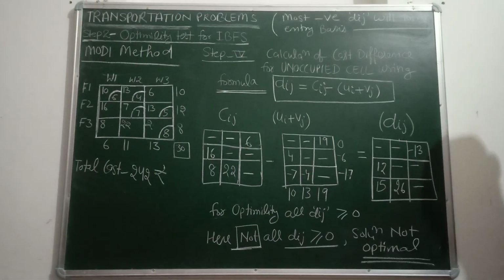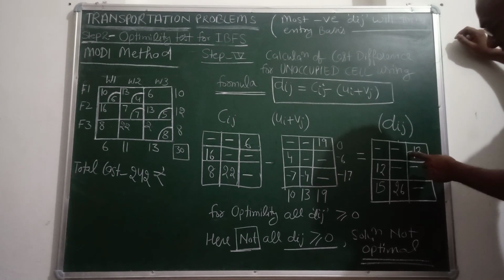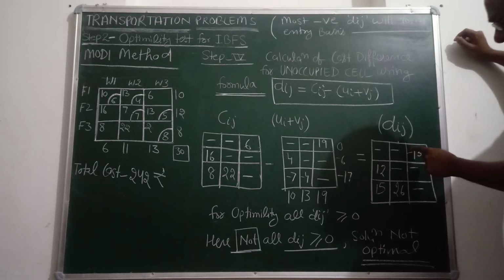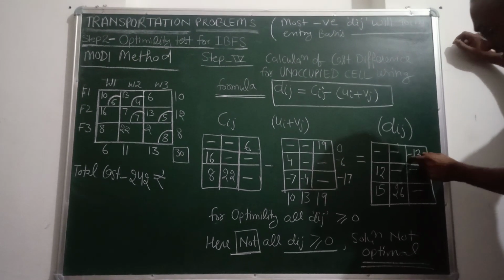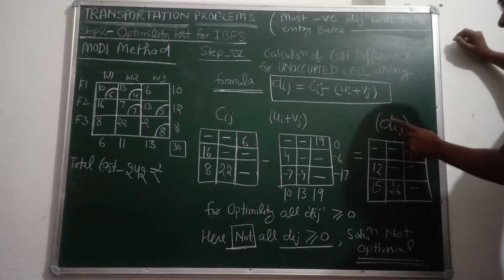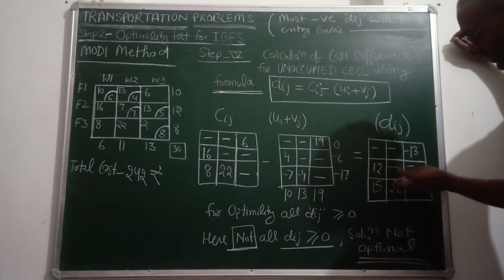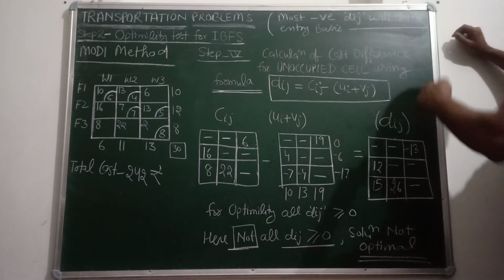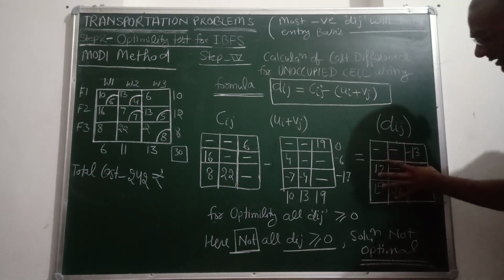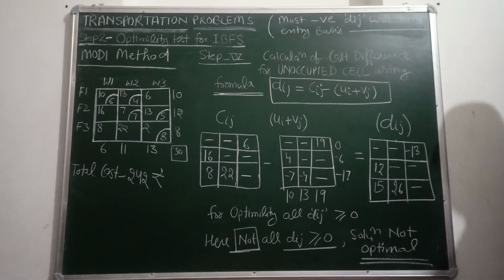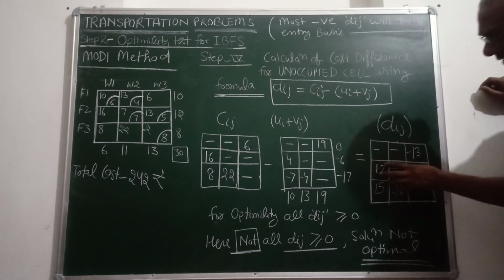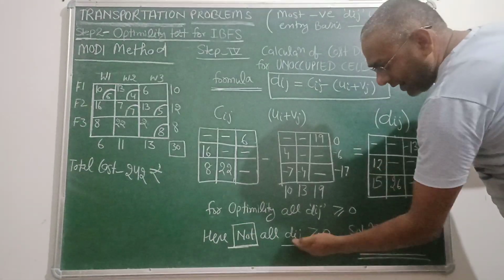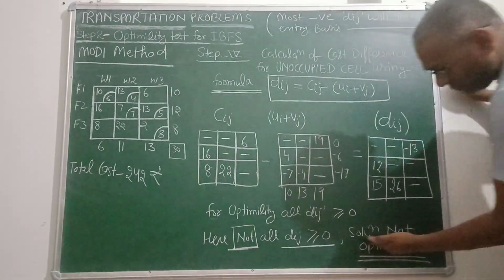But in this case you will see that this cell has a negative value. So this value is less than 0. That's why this is not an optimal solution, and we have to proceed further to find the optimal solution. So always remember that if all values of Dij are greater than 0, the solution is optimal. If not all Dij are greater than 0, then the solution is non-optimal.